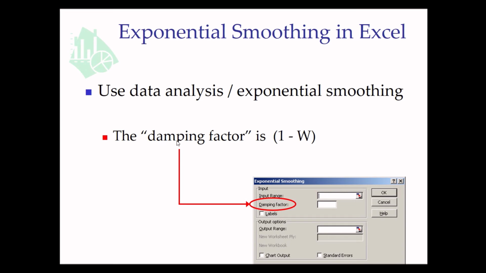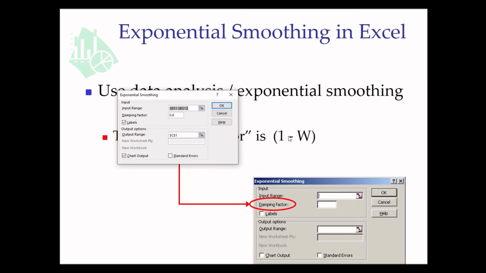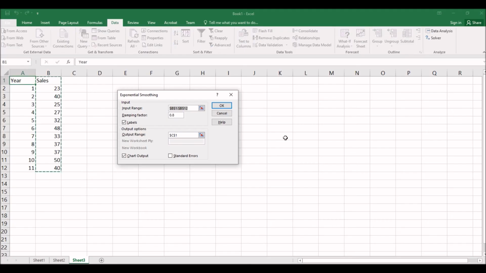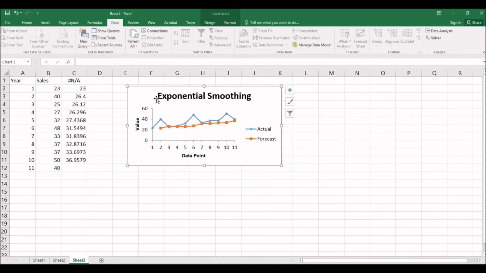In Excel, the damping factor is not the exponential coefficient. It is 1 minus the exponential coefficient W. Be careful here. Okay, then we tell the output range. Here we can use C1, the first cell in the next column. And we want to see a chart output. We click OK. Okay, so here we need some adjustment because this actually is for forecast, not for smoothing.